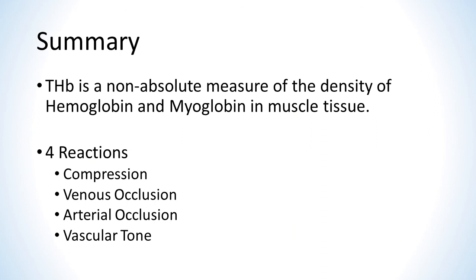In summary, THB, or total hemoglobin, is a non-absolute measure of the density of hemoglobin and myoglobin in the muscle tissue. THB does not measure blood flow directly, but it is used to identify 4 reactions that give us insight into what's going on with blood flow: compression, venous occlusion, arterial occlusion, and vasodilation or vasoconstriction.